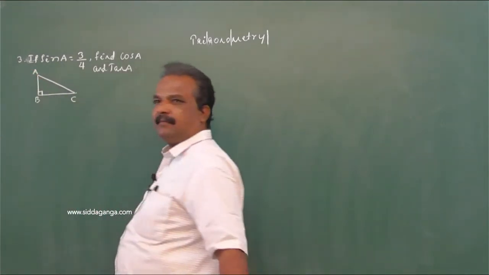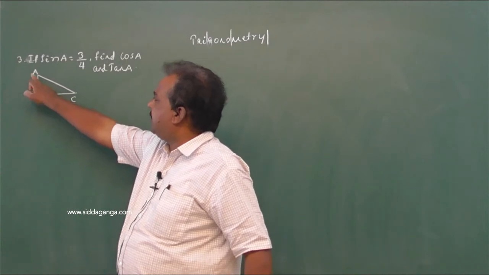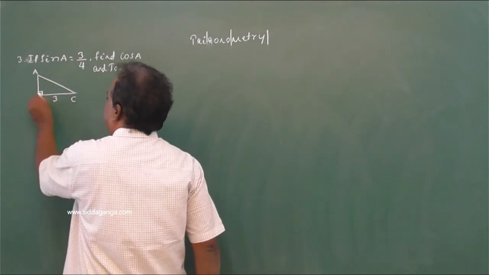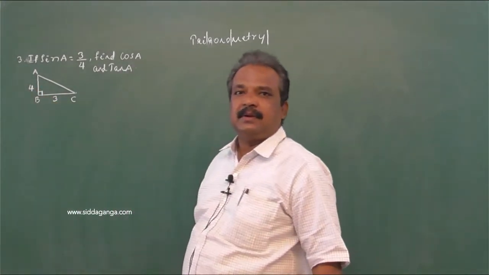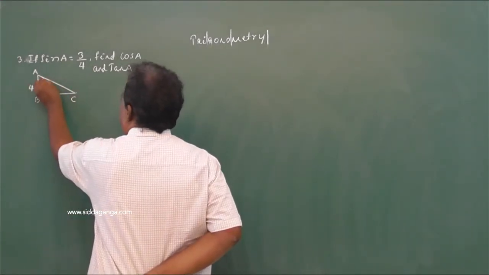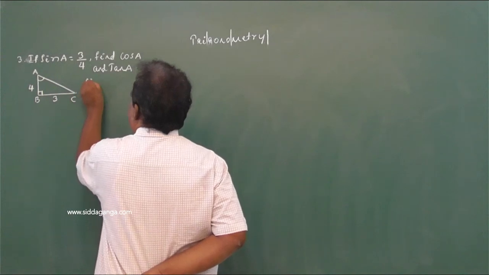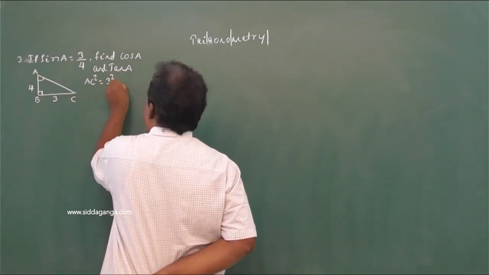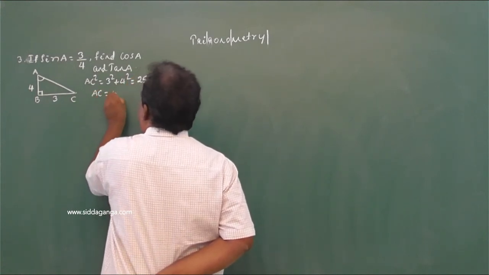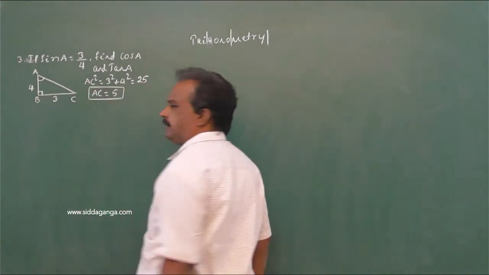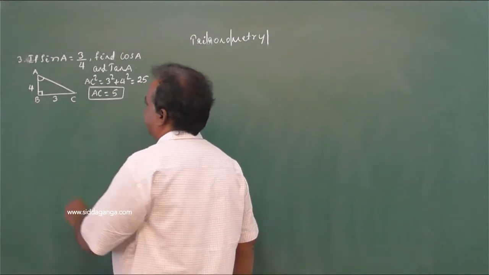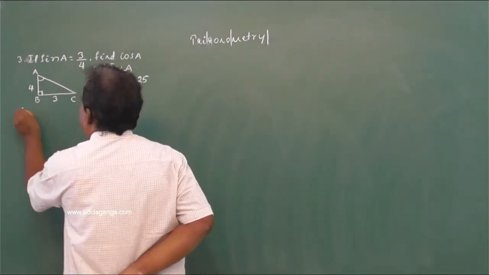This is A. Sin A is 3 by 4. The side opposite to A is BC. This becomes 3, this becomes 4. You need to find the hypotenuse now. See, this is the reference angle. AC square is equal to 3 square plus 4 square. 9 plus 16, 25. Therefore, what is AC now? 5. Clearly, you can define cos A.